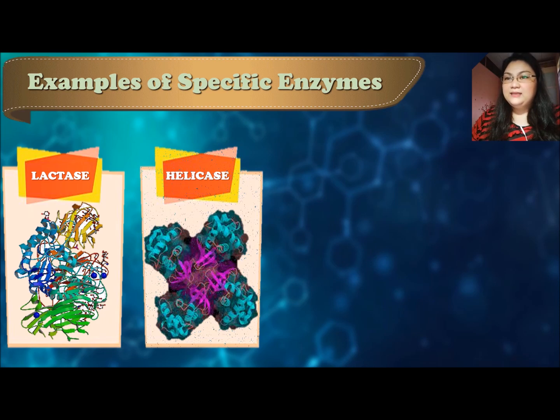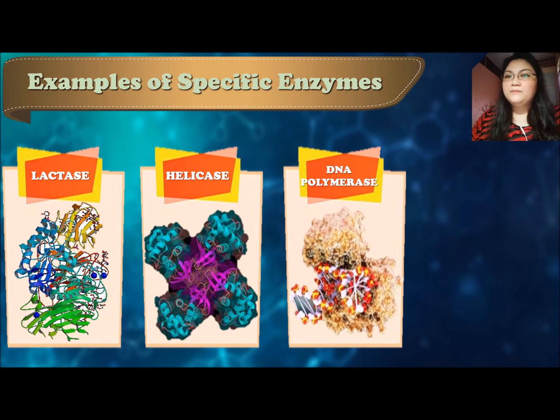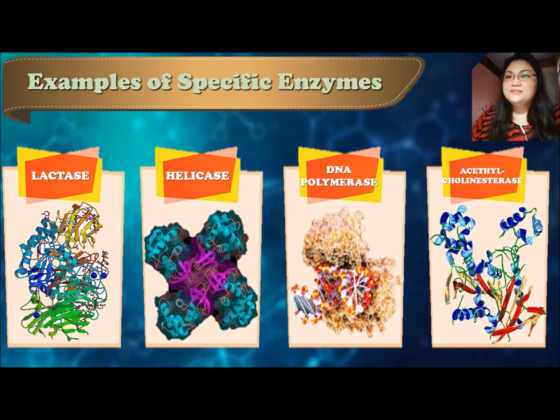We also have helicase, which unravels DNA. We have DNA polymerase, which synthesizes DNA from deoxyribonucleotides. And we have acetylcholinesterase. It breaks down the neurotransmitter acetylcholine in nerves and muscles. Okay, so enzymes play a huge part in the day-to-day running of the human body. By binding to and altering compounds, they are vital for the proper functioning of the digestive system, nervous system, muscle, and much more.